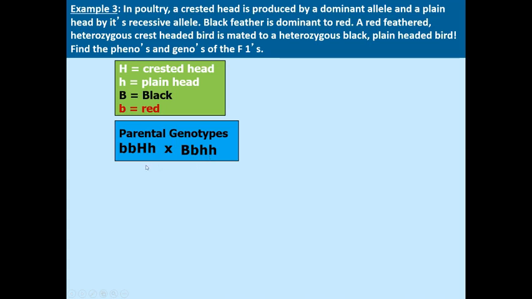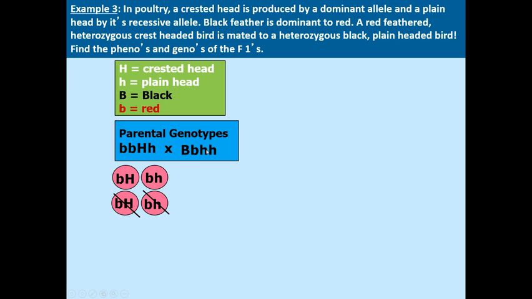Next, let's find the gametes for both parents. First gamete for the first parent is little b, big H. Second gamete, little b and little h. Third gamete, lowercase b, capital H. And finally, lowercase b, lowercase h. We have two repeats here, so we're going to cross them out and find the gametes for the second parent.